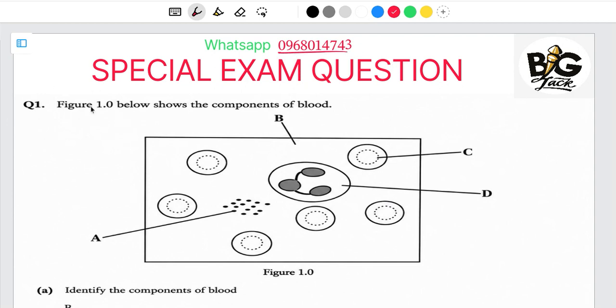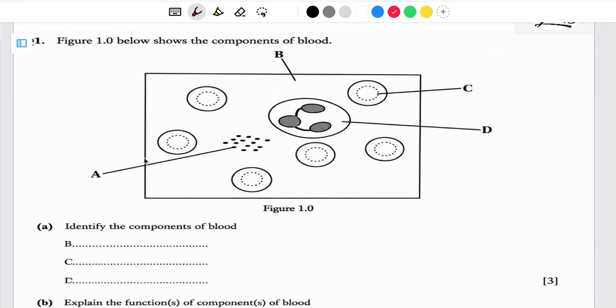So the question is saying figure 1.0 below shows the components of blood. So we have blood components here from A up to D. Before I answer the question, let me just try to explain a little bit so that you understand. The components of blood represented by A are called the platelets. These platelets are very important in blood clotting.